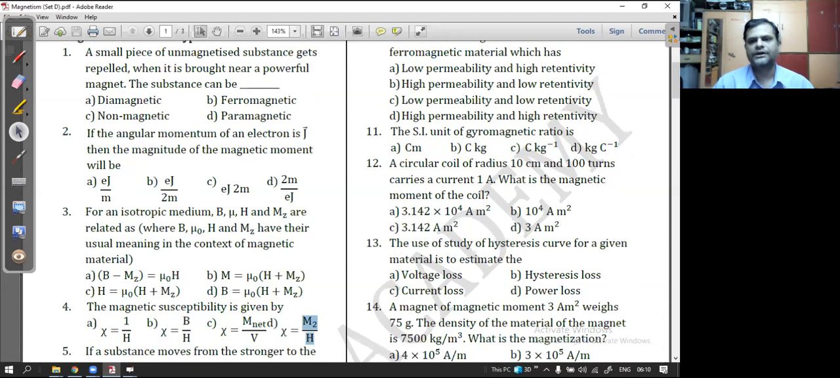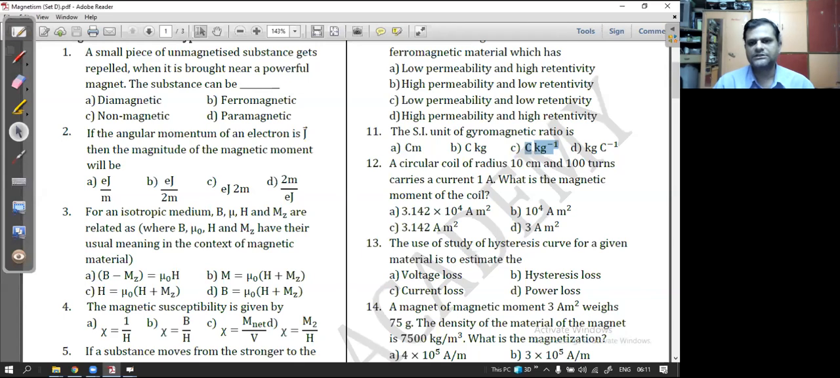Yes, unit of gyrometric ratio, as we just have seen, E by 2m is called as the gyrometric ratio, right? So E का unit है charge, मतलब coulomb, और m मतलब mass, तो उसका unit होगा kilogram. So coulomb per kilogram, which is already there in the option C here.